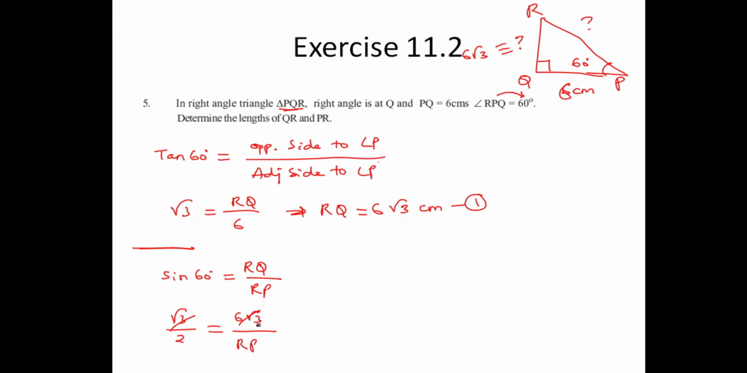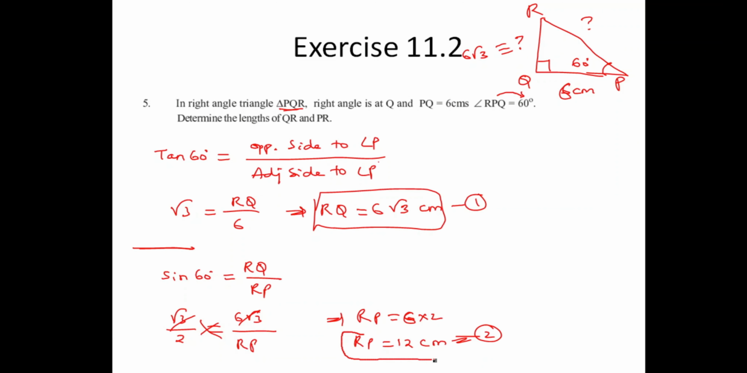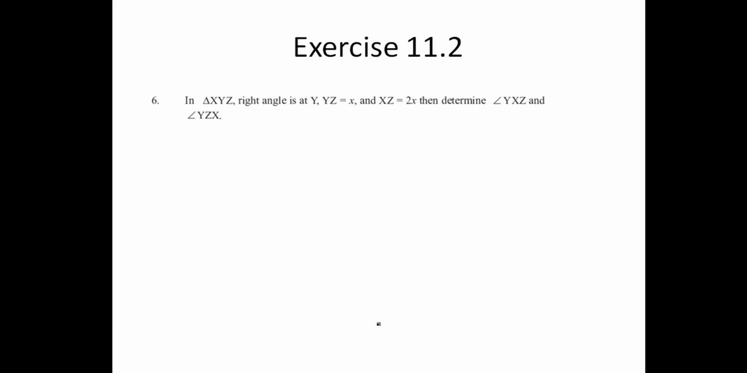So let me cross multiply this. I'll be getting RP is equal to 6 into 2. So RP is equal to 12 centimeters, which is your required answer. I hope I'm clear. So this is your second required value. The first value is RQ equal to 6 root 3. The next value is RP equal to 12 centimeters. Let's look at the next sum.